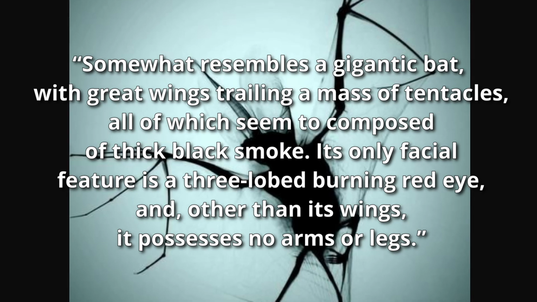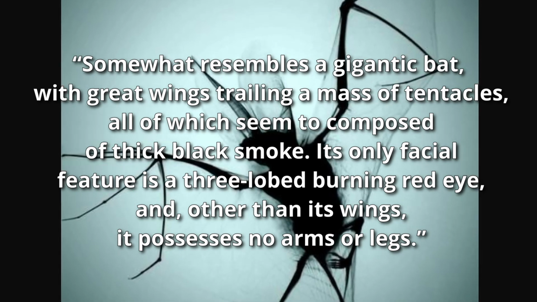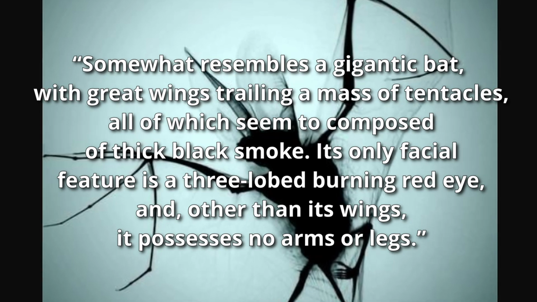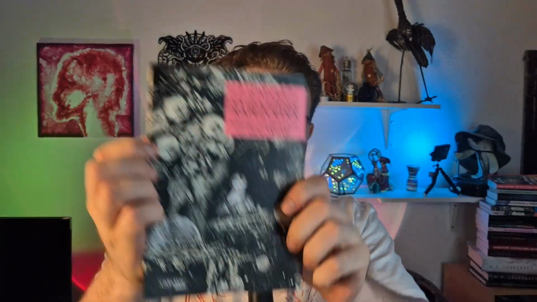Its only facial feature is a 3-lobed burning red eye, and other than its wings, it possesses no arms or legs. The 3 eye lobes, or just the 3 eyes, the whole thing, is also a big part of Tanabe's design of the creature, or of the being here. It's the Haunter of the Dark from Tanabe himself.